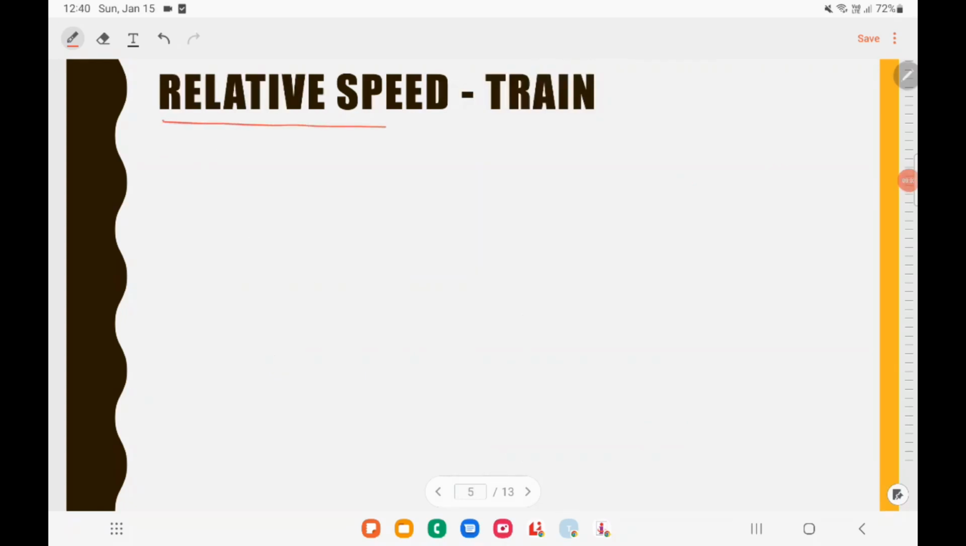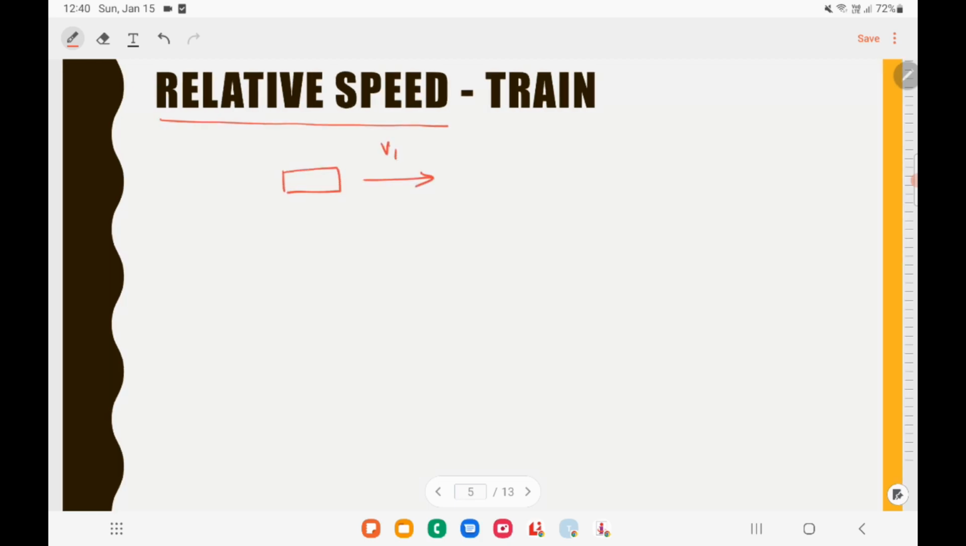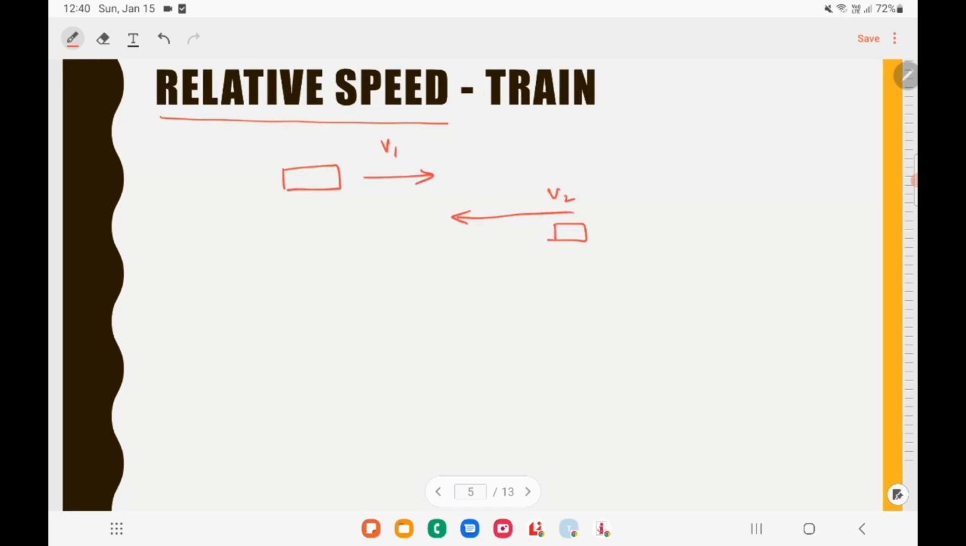Now let us look into the concept of relative speed. For example, if a car is moving in this direction with velocity v1 and another car is moving in this direction with velocity v2, and the cars are moving in opposite directions, then their relative speed will be v1 plus v2, because the person inside the car will feel a higher velocity when it passes the other car. For example, if you are traveling in a train and a train is coming in the opposite direction, you will feel that the velocity of that train is actually higher than normal. That is because of the relative speed.